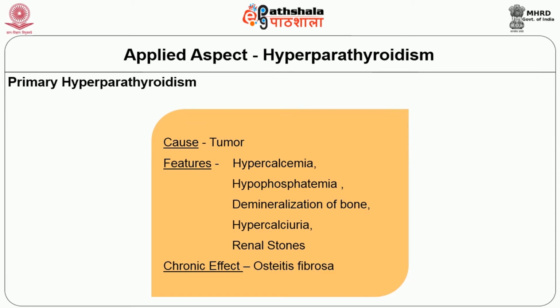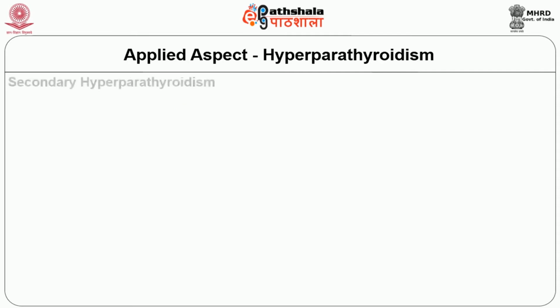The hypersecretion of parathyroid hormone is called hyperparathyroidism, and this is of two types. The primary hyperparathyroidism is caused by a tumor in the parathyroid gland, and the patients with this condition will have the features of hypercalcemia, hypophosphatemia, demineralization of the bone, hypercalciuria and renal stones. When this condition persists for a longer time, the chronically elevated levels of parathyroid hormone cause a condition called osteitis fibrosa, where the bone becomes fibrosed.